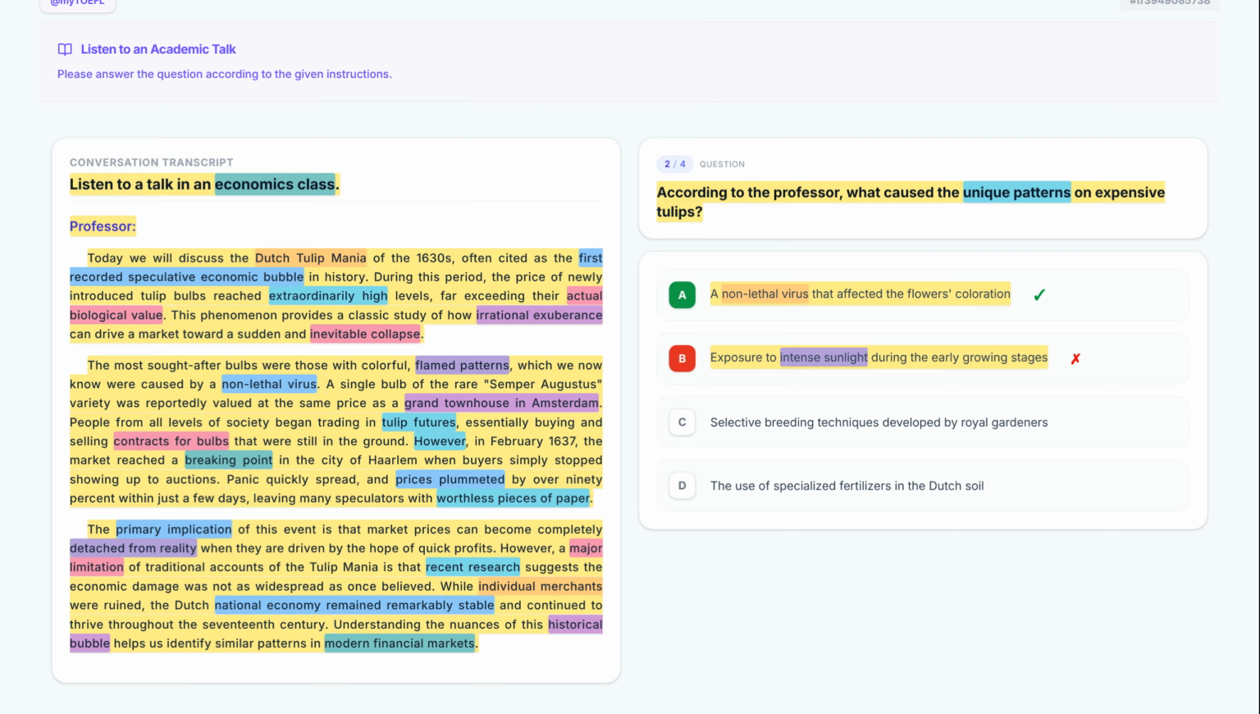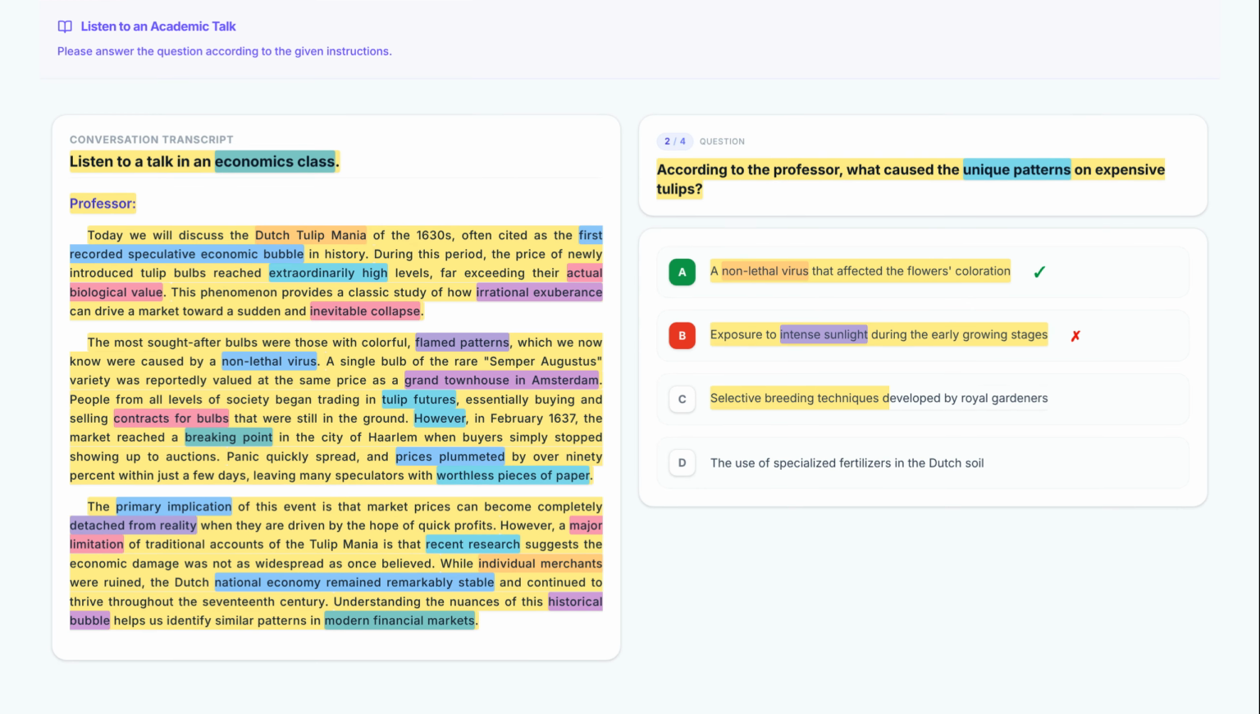Here is option C. Let's see if it fits: selective breeding techniques developed by royal gardeners. Although breeding techniques might sound plausible in biology, the professor specifically attributed the patterns to a virus instead.